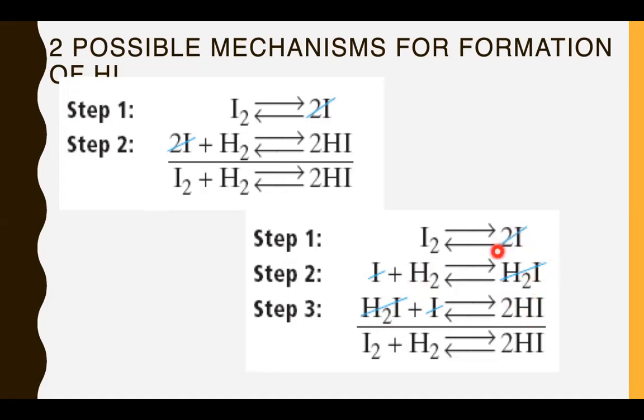Again, in this mechanism, both the individual iodine atom and the H2I are the intermediates. You can see how there's 2I on the right, 1, 2 on the left, so they cancel, and there's one H2I on each side. So they do not appear in the overall equation. These are what are called reaction mechanisms. The truth is we don't really know which one of the two it is, but we do know that it's one of these two possibilities.